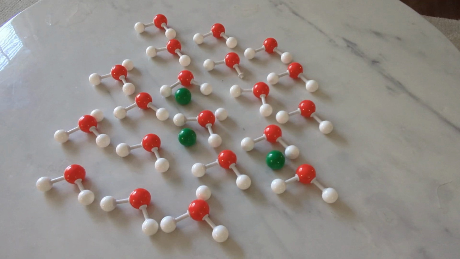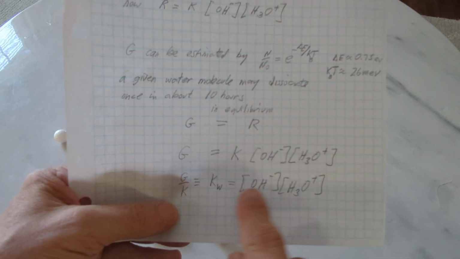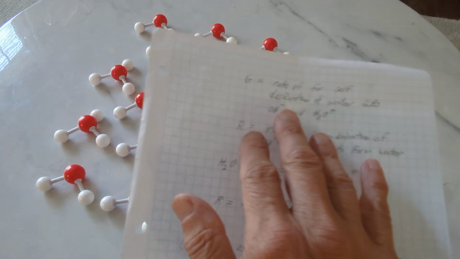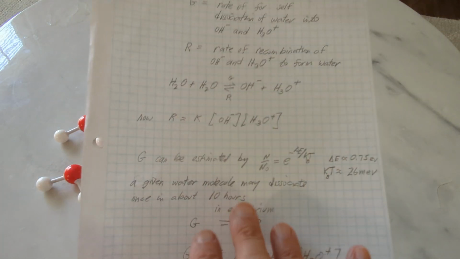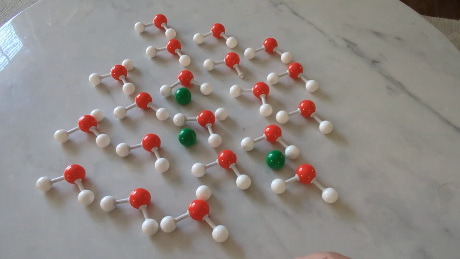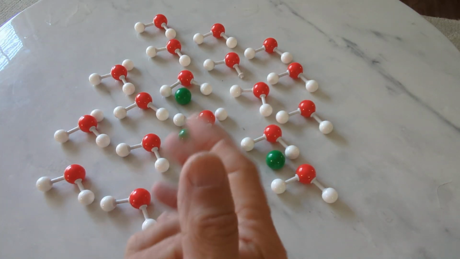And the law of mass action now becomes very useful in calculating, for example, the concentration of the OH minus based on this idea of equilibrium. So that's just a little bit of an intro into acid-base chemistry and how the law of mass action would apply in an aqueous solution of H2O.